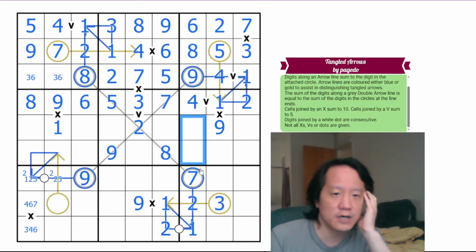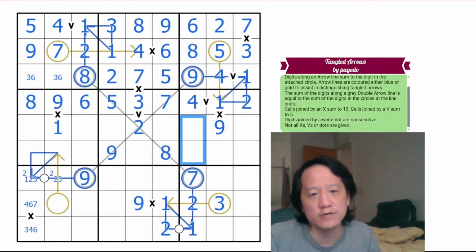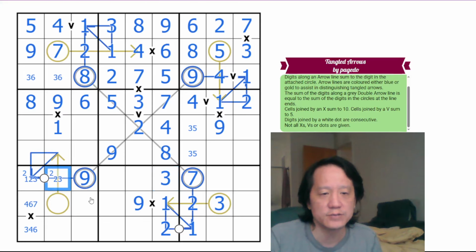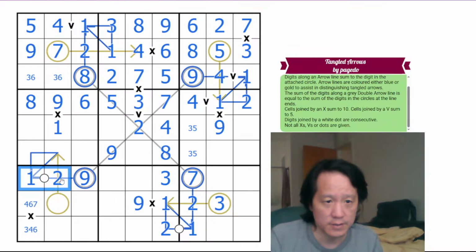Remaining digits in column 7: we have 3 and 5. Remaining digits in column 6: we have 3 and 4. This can't be 3 because of a 3 in the box, so this is 4. That's 3. 3 eliminates 3 here, so it's 2, which makes this 1 and 2 consecutive. So this is already 1 plus 2 plus 1. That's 4. So 9 minus 4 is 5.